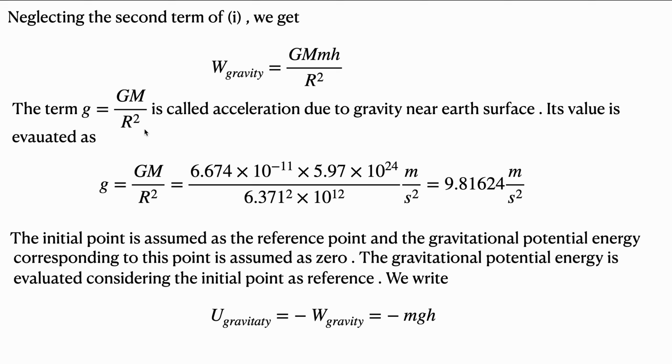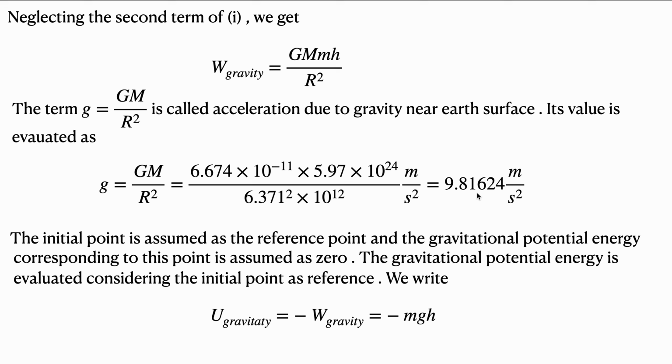The term G M by R square is called the acceleration due to gravity near Earth's surface. Its value is evaluated as g equals G M by R square, which equals 6.674 multiplied by 10 to the power minus 11 multiplied by 5.97 multiplied by 10 to the power 24 divided by (6.371) whole square multiplied by 10 to the power 12 meter per second square, which equals 9.81624 meter per second square.